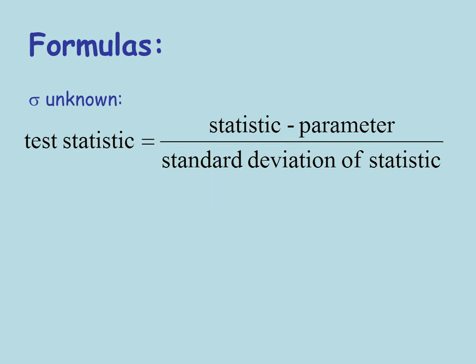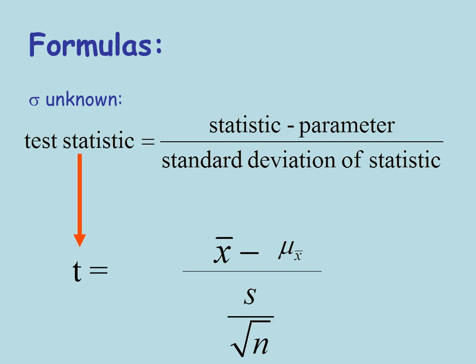Okay. Now when the standard deviation is unknown, our test statistic is t equals. But as you notice, most of that is the same. We still have a statistic, we still have the parameter, we still have the standard deviation of the statistic. However, now we have an s instead of sigma. And the s, again, is what we will be calculating. And don't forget the degrees of freedom is still n minus 1.